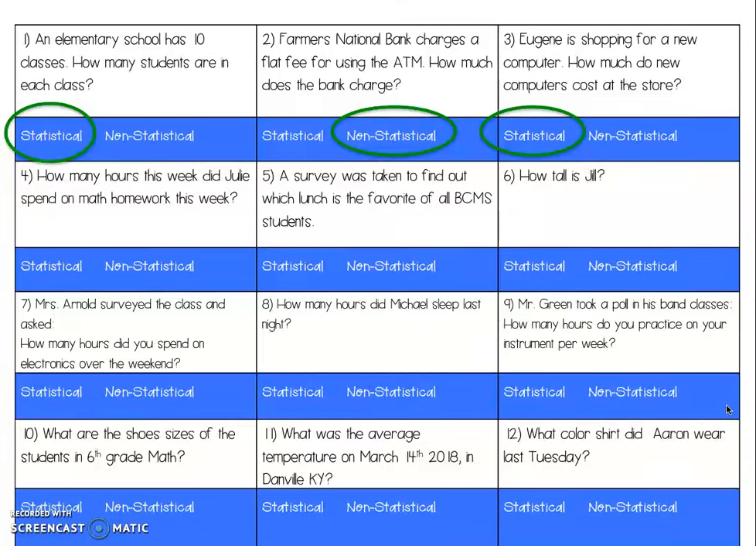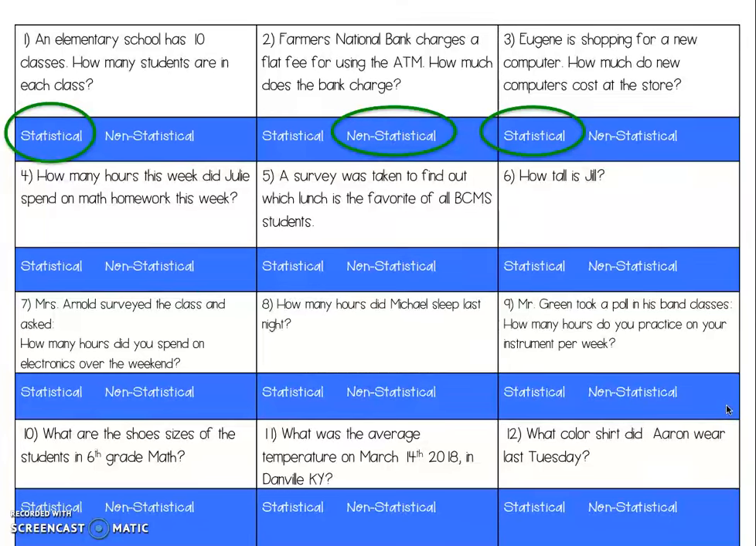All right, so what I want you guys to do is go through the rest of the problems by yourself. I want you to pause the video and answer them. When you are finished with your answers, I want you to click play and check over your answers. So go ahead and pause and answer 4 through 12. All right, so let's go ahead and check these.